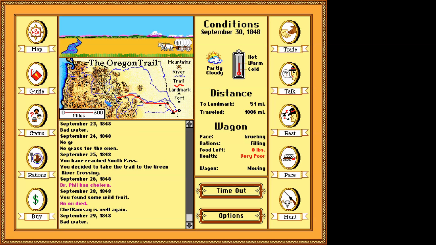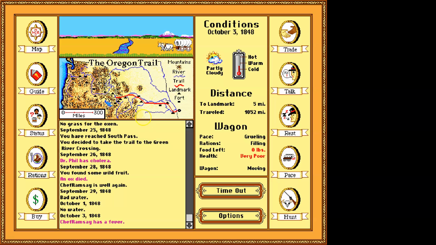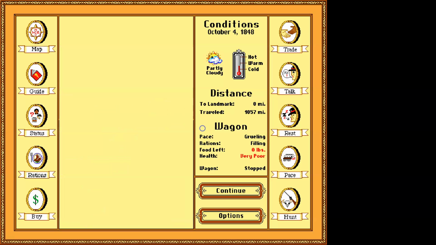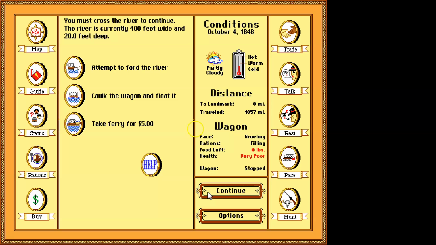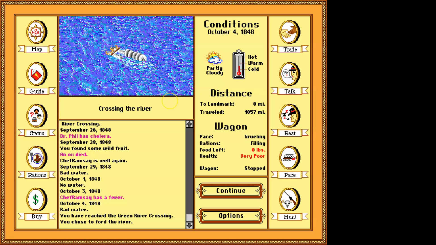Traveling the trail. We're almost at that river. Chef Ramsay has a fever. That can't be good. Green River crossing. You must cross river to continue. The river is currently 400 feet wide and 20 feet deep. I'm a risk taker. I'm a trailblazer. I'm going to ford the river. Here we go. No!